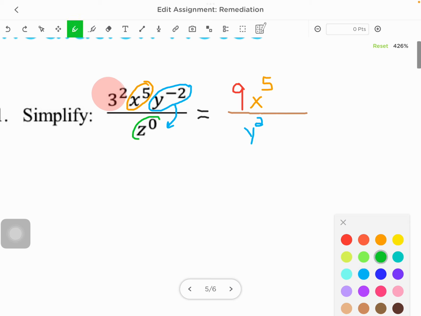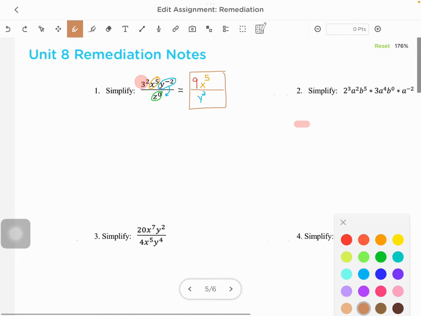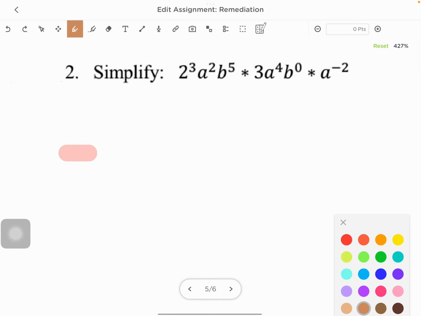Now for z to the 0, we know that anything to the 0 power automatically equals 1. So we could write times 1 like this if we wanted to, but multiplying by 1 doesn't do anything to this fraction at all. That's why your algebra teacher, when they taught you working with 0 exponents, probably just taught you that z to the 0, or anything to the 0, just makes nothing, and therefore you write nothing in the fraction right there. And so that's why this is my final answer for problem number 1. All right, so let's go ahead to problem number 2 together.